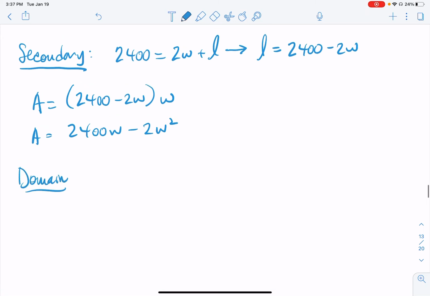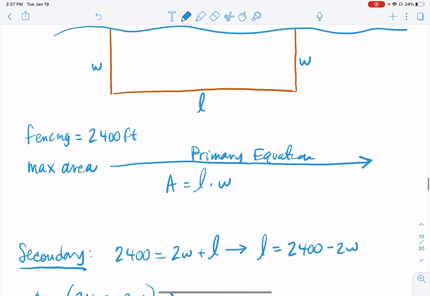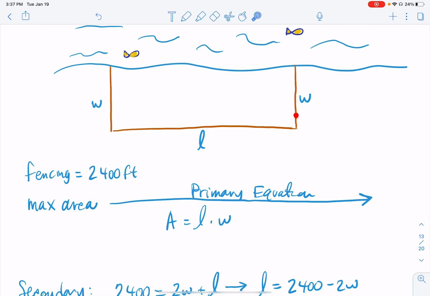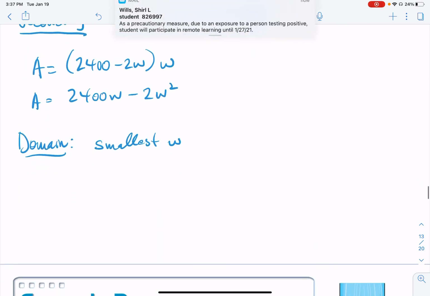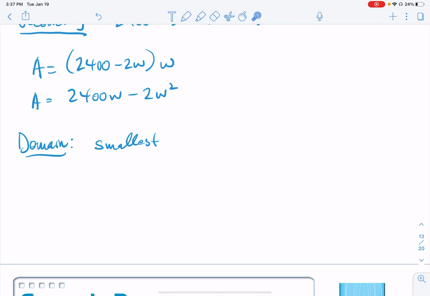As a polynomial equation, of course, the domain is all real numbers. But that doesn't make sense in this particular case. We are using W as our independent variable, is what the whole thing is going to depend upon. So let's think about the smallest and the biggest value of W. Smallest. Well, our width, the smallest it could possibly be is 0, but not actually 0. W is equal to 0, but not actually 0. It's going to be greater than 0, right?